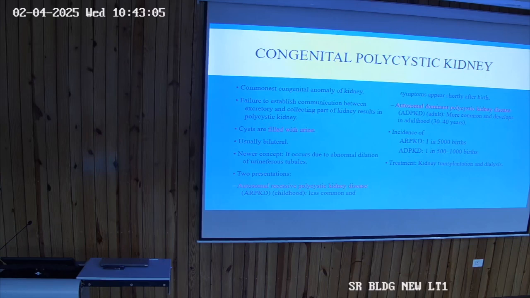This polycystic again is of two types. It is autosomal recessive and autosomal dominant. There is a difference in both. First of all, autosomal recessive is rare. It is the rarest, 1 in 5000. Autosomal dominant is common. Autosomal dominant polycystic kidney is common, recessive is rare.